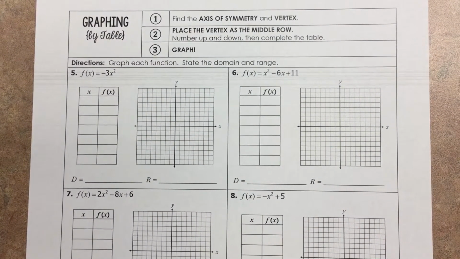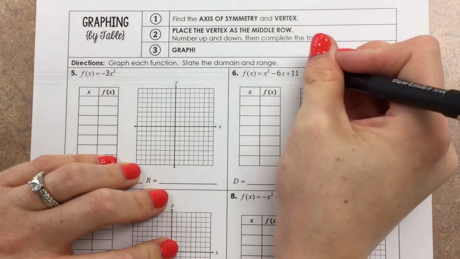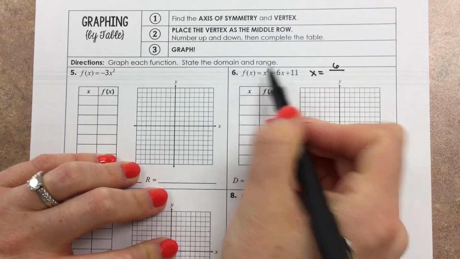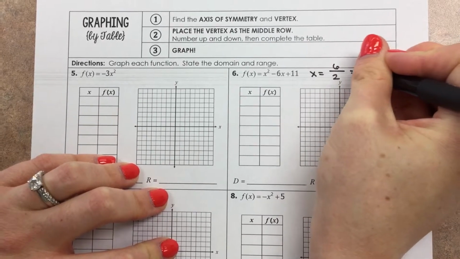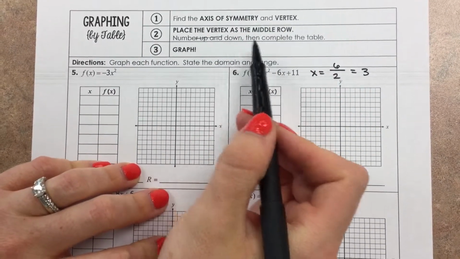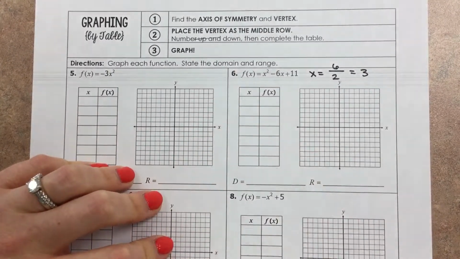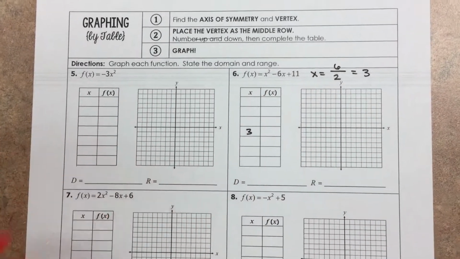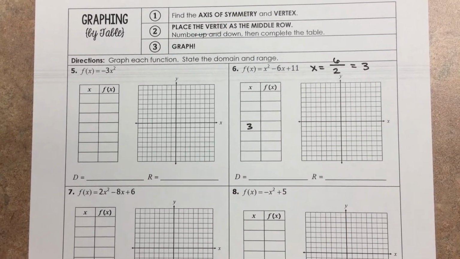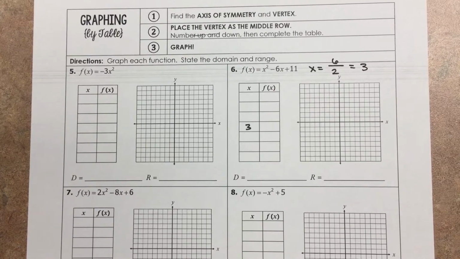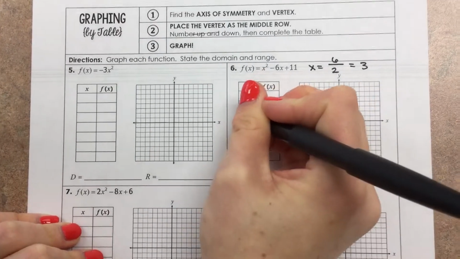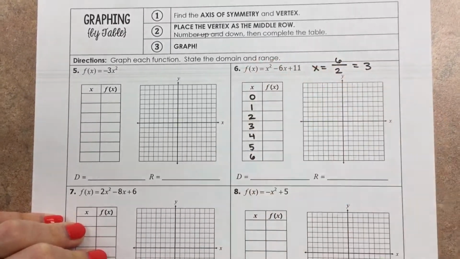So step number 1, find the axis of symmetry, just like we practiced on the previous page. So I have x equals -b, so -(-6) over 2 times a, which is 1, so 2 times 1. That gives me 3. So I have the 3, and just like I did with absolute value, we want to put that in the middle row. So the vertex will come. I don't really have to worry about finding this right this moment. Once I plug the 3 in, I'll get the vertex. So I use 3 as the middle row on my table, and then I number up and down, and then I can complete my table.